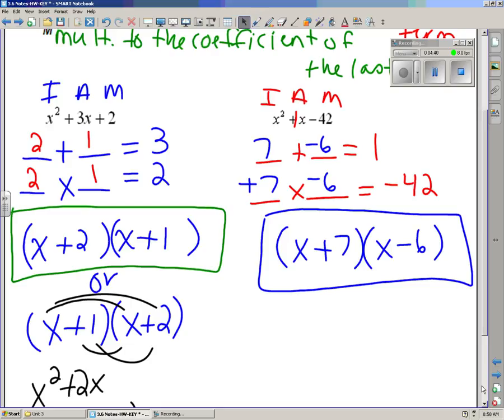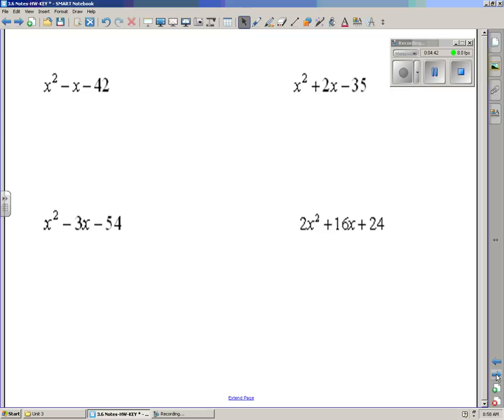Let's try another one. Very similar to the one that we just did. Now here's one with the negative 1. So these are IAMs. We're looking for two numbers that add to a negative 1. Just a little bit differently on the side, I'm looking for two numbers that add to negative 1. At the same time, they're going to multiply to negative 42.